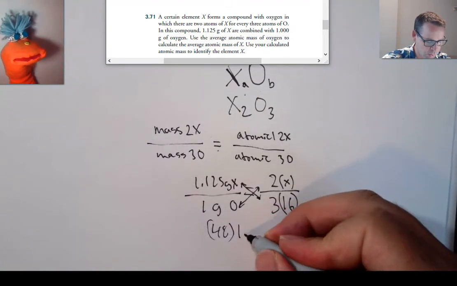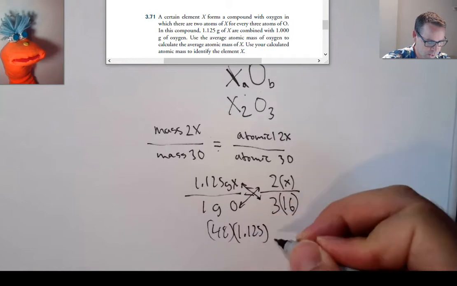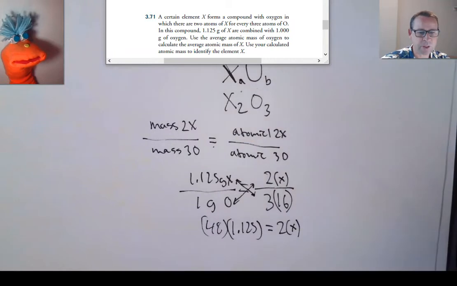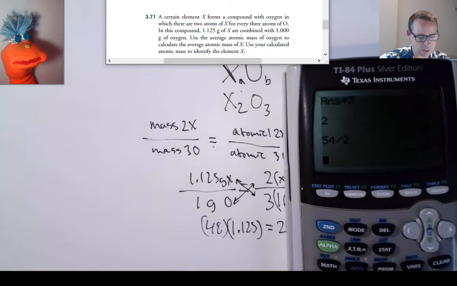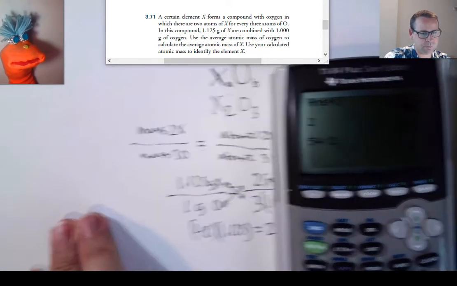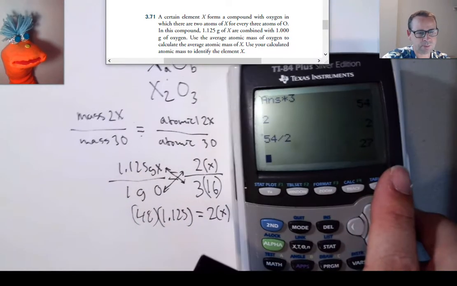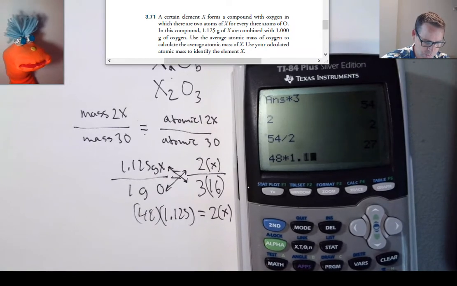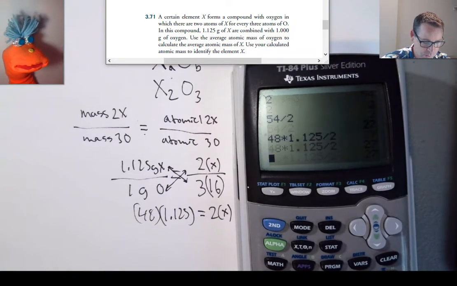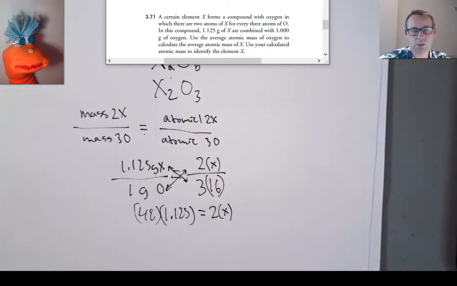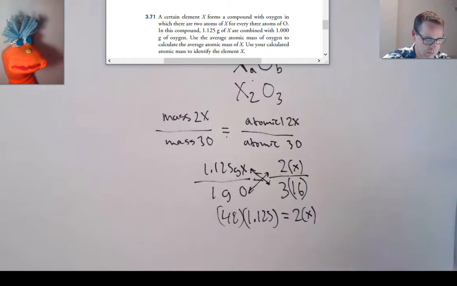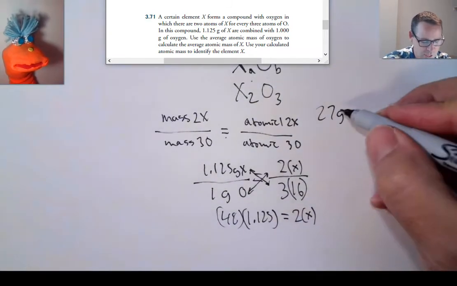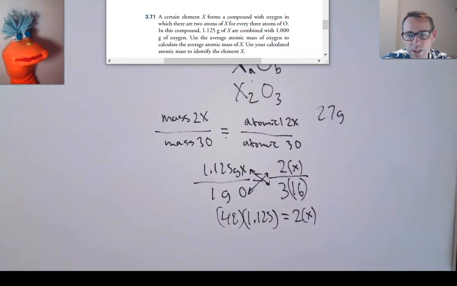Yeah, I think so. 1.125. That should be equal to 2x times 1, which is just 2x. Okay, so we got 48 times 1.125 divided by 2. So 27, and that's the mass of 27 grams, or the mass of my unknown element.